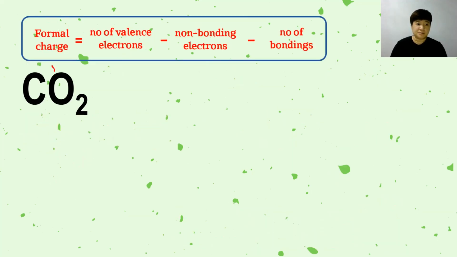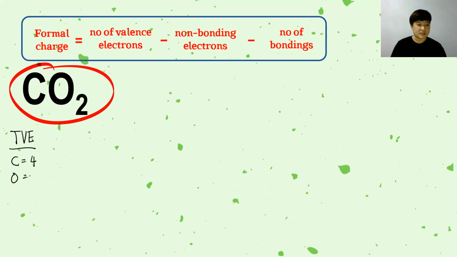Let's look at our first example, CO2. Step 1 is of course to draw all the possible Lewis structures, by calculating the total valence electrons first. The total valence electrons for carbon dioxide: carbon 4, oxygen 6 times 2 is 12, so the total is 16. I start off with the skeletal structure, O single bond C single bond O. Minus 4 electrons because of the 2 single bonds, so you are left with 12 electrons.